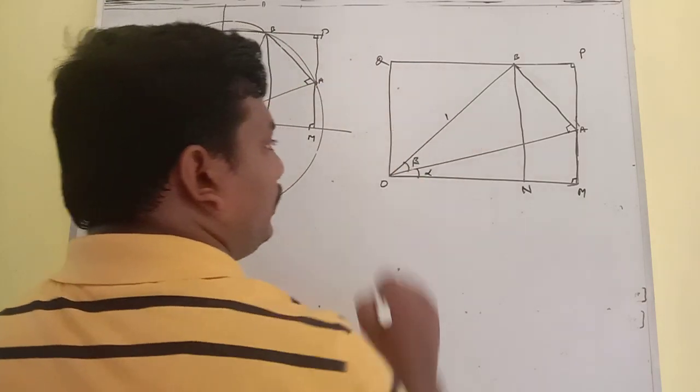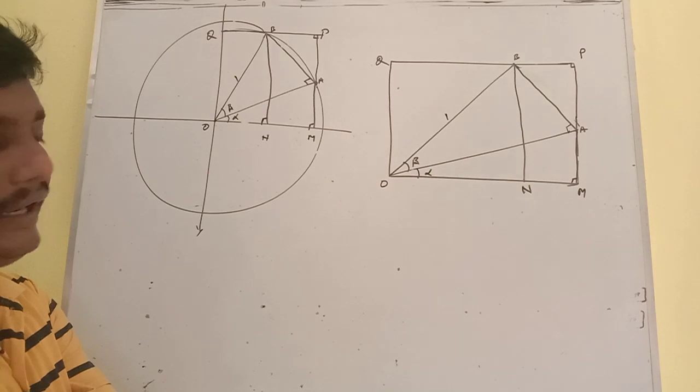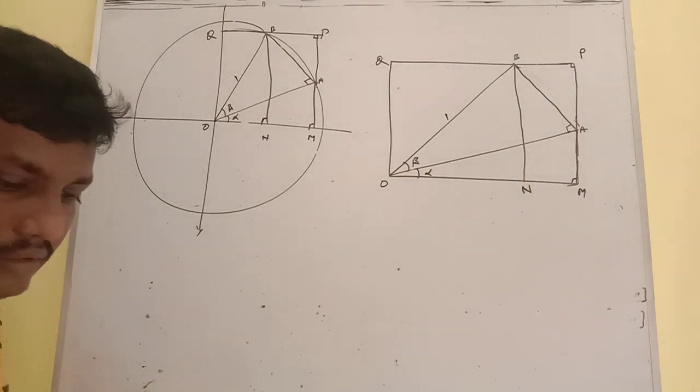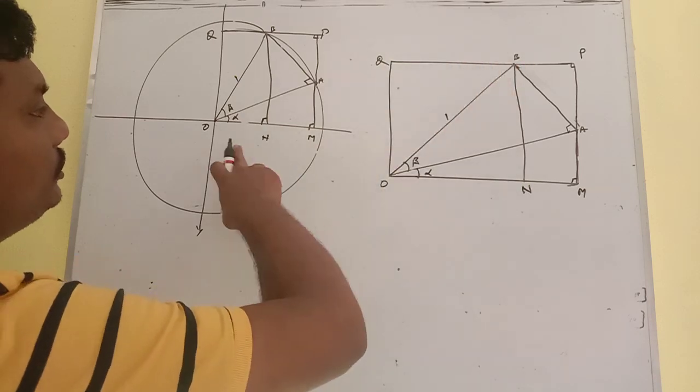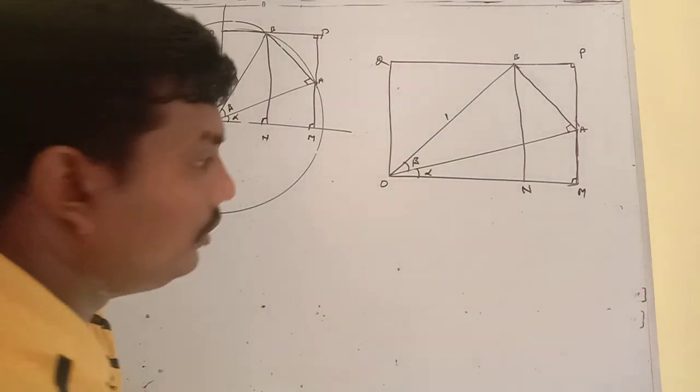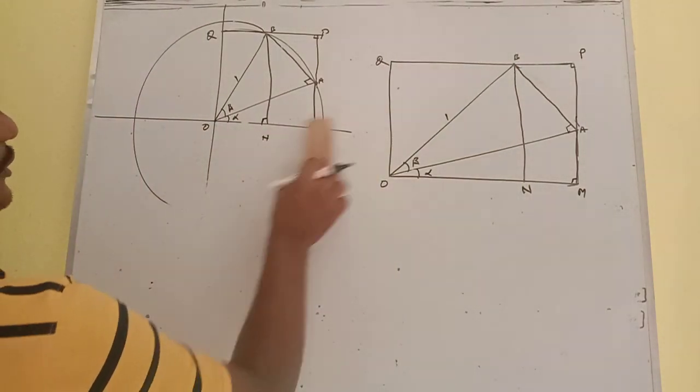So this value is 1. All are completed. This is P, this is B, this is N and this is 1. Now this is no need for us.